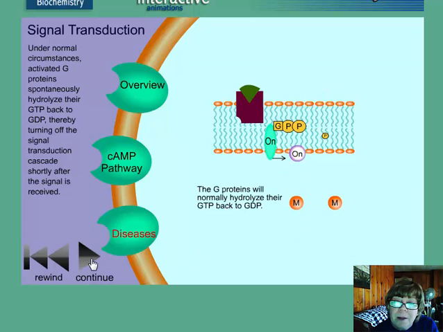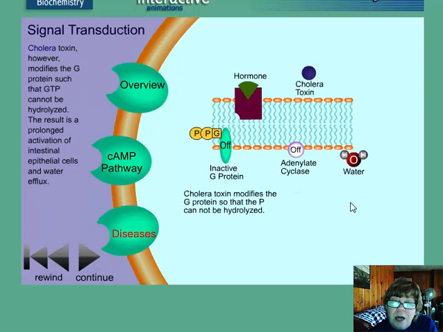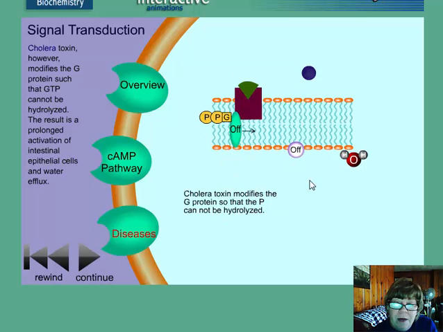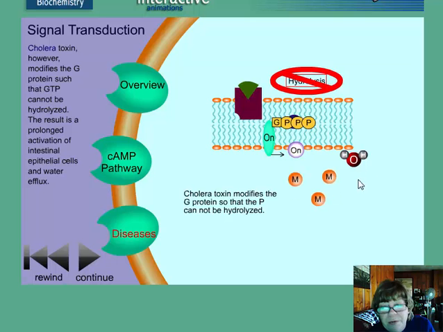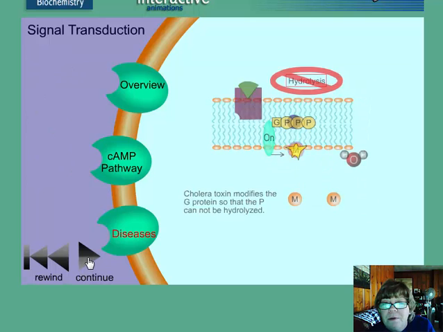Okay, notice that we've taken those off. Cholera toxin modifies it so that that phosphate group cannot be hydrolyzed. And so that water, which would be there to do that, is no longer being used, and it starts to build up, and then you have your problem.